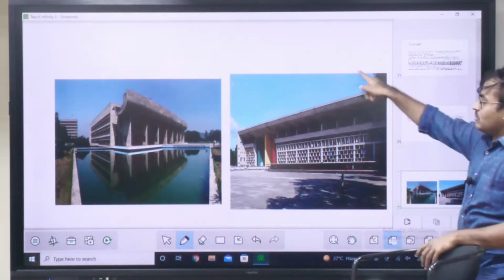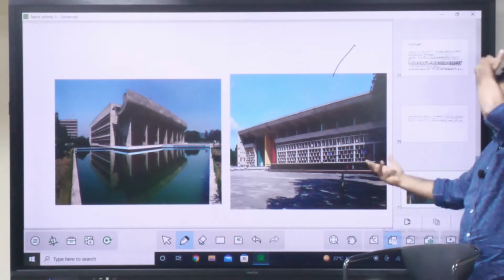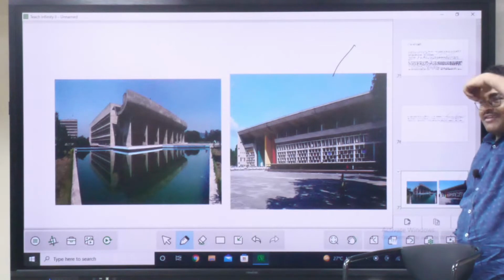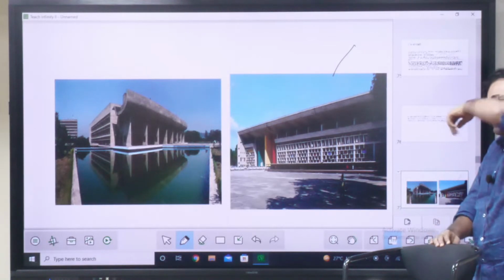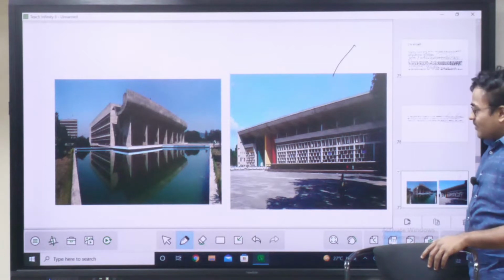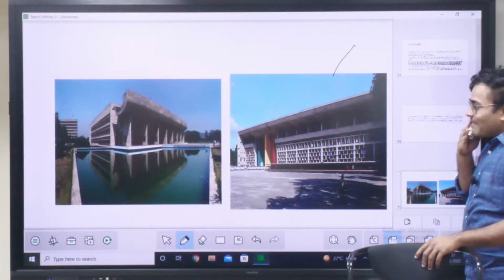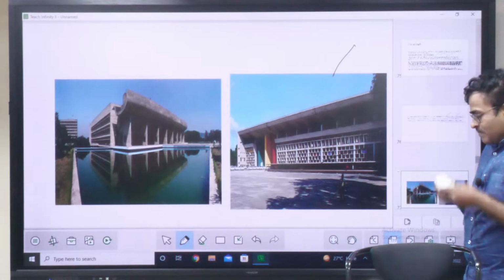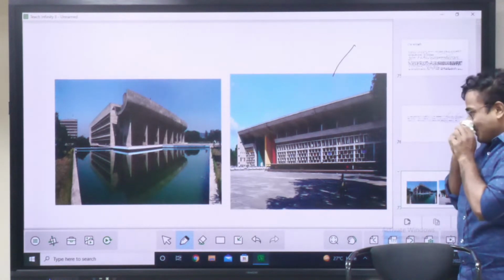Now, this is the High Court. This is the High Court of Chandigarh. Is it looking like a High Court in any fashion? But this is his High Court. Minimal usage of... High Court and the Central Legislative Assembly. These are the 2 structures that he has constructed.